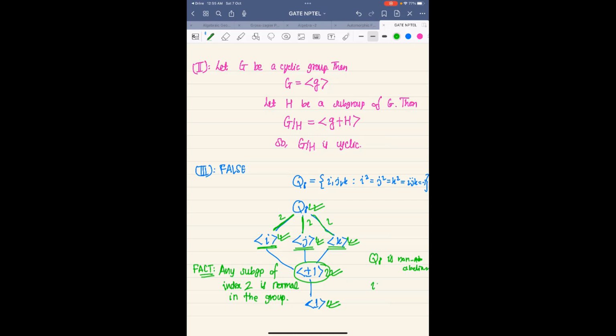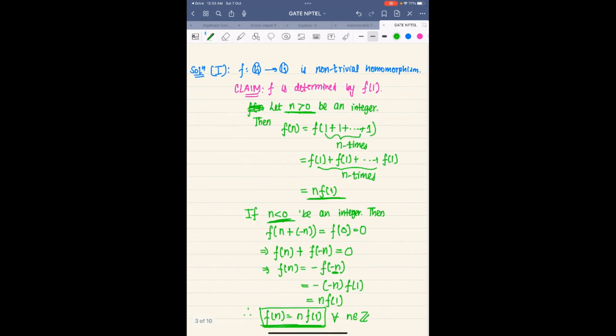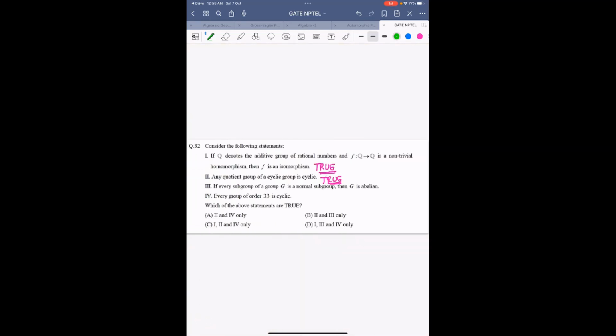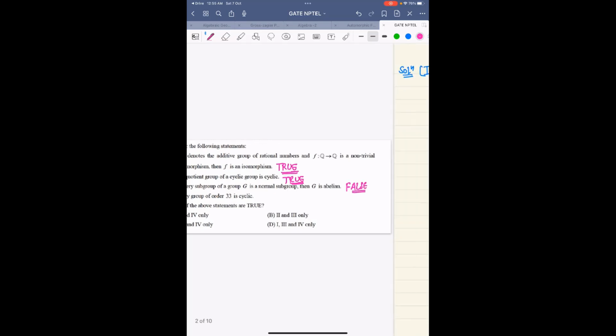Why is that? So ij is equal to k and ji is equal to -k. And k and -k are different. Okay, so this statement is false. What about statement 4?